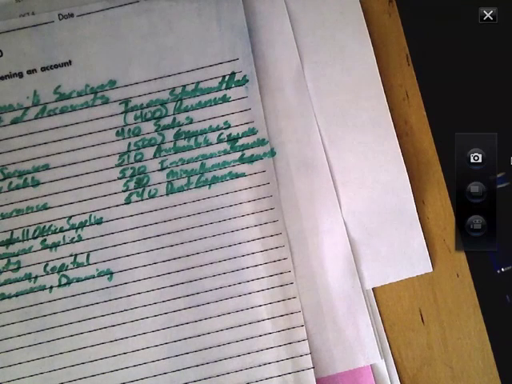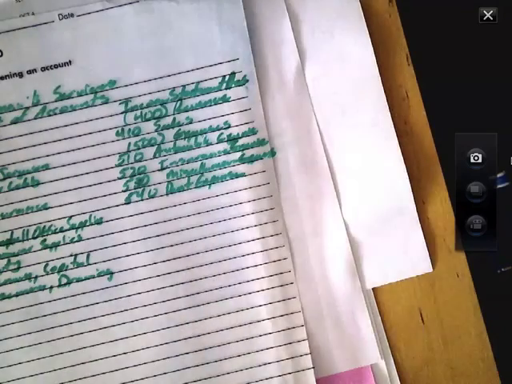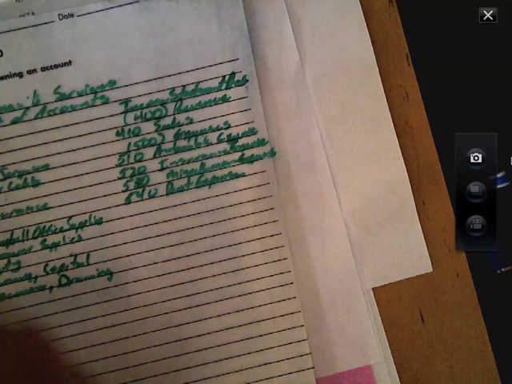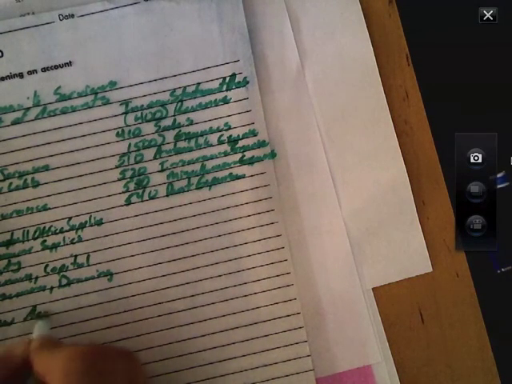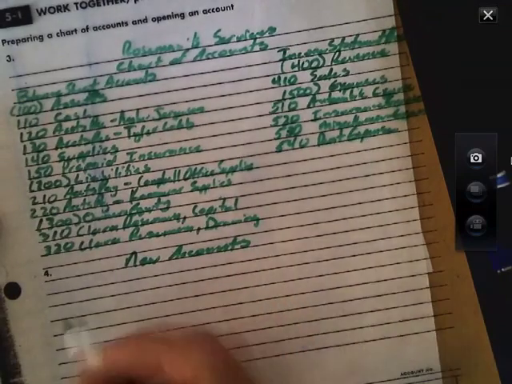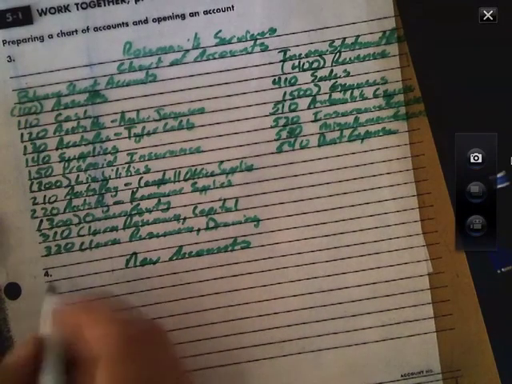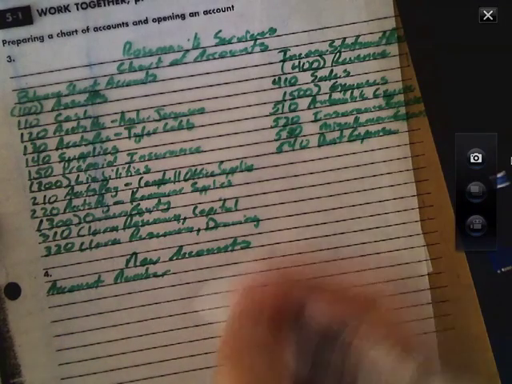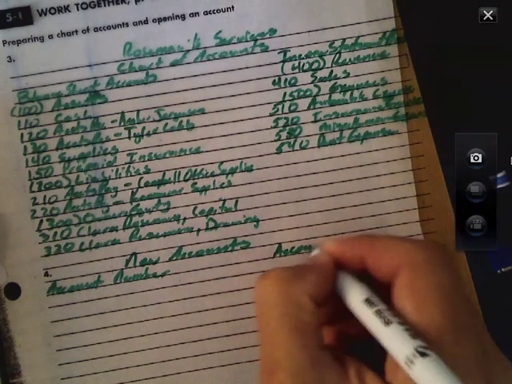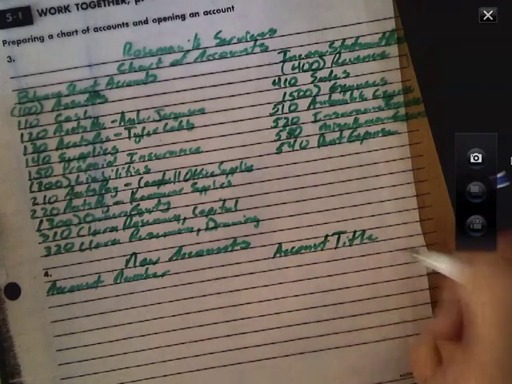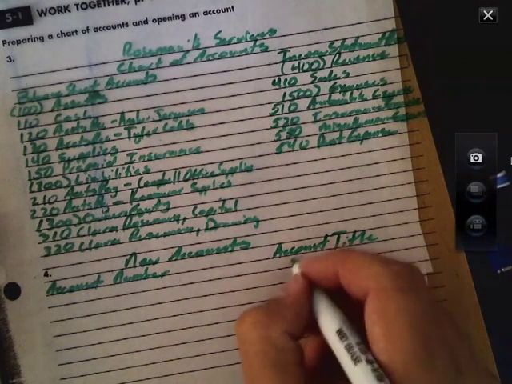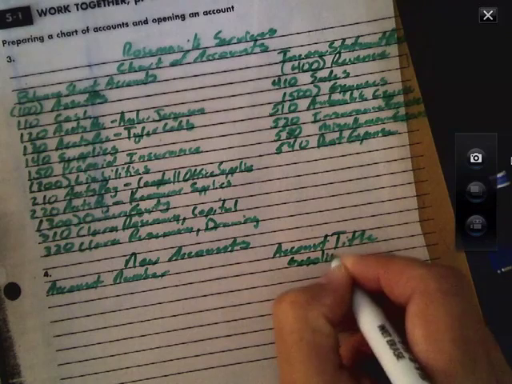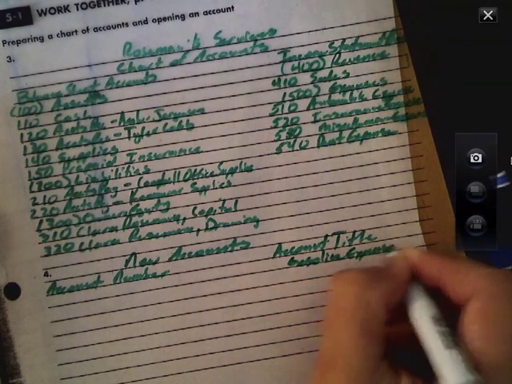All right, now it says we're going to add two new accounts. The gasoline expense and utilities expense need to be added. So we need to assign numbers. So we're going to have new accounts right here. New accounts. So we're going to have the account number and the account title. So what are the two accounts we need to use? Gasoline expense and utilities expense.